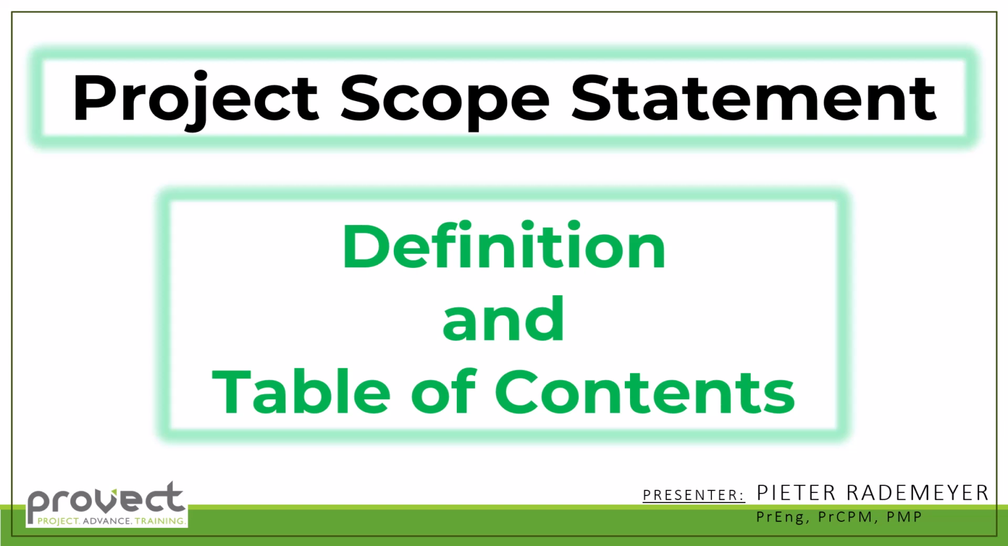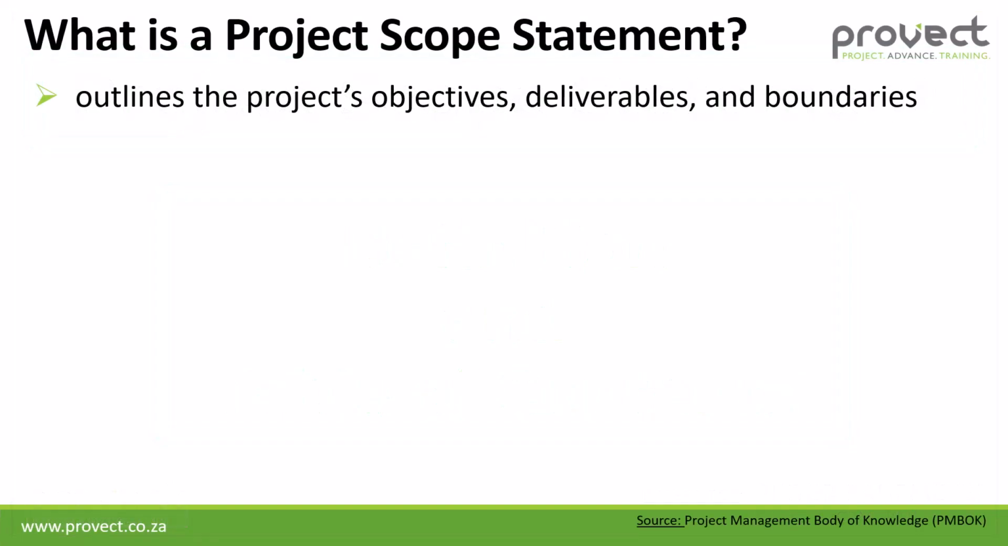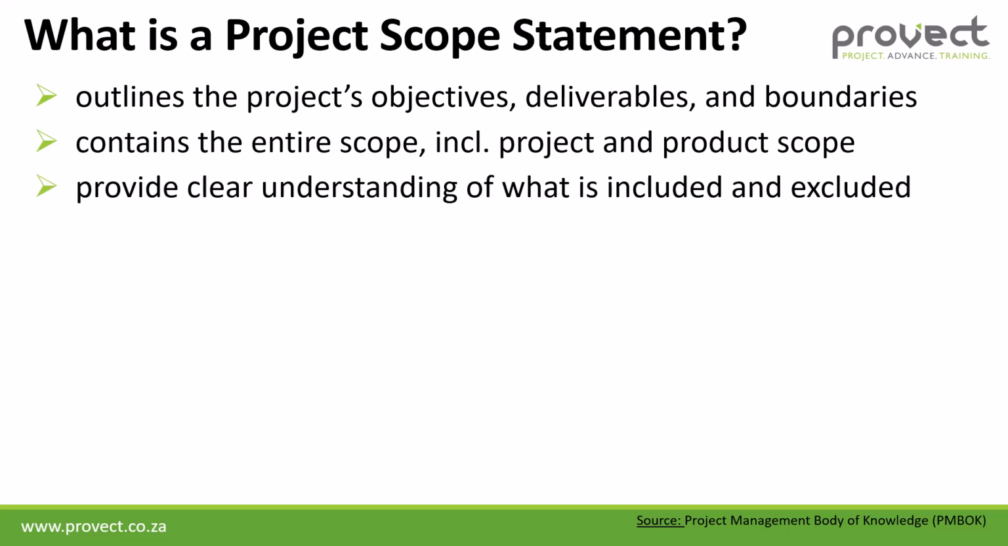In this video, I will be discussing the definition as well as the table of contents of your project scope statement. Now, what is a project scope statement? It's a document that outlines your project's objectives, deliverables, and boundaries. It contains the entire scope, which includes your project scope as well as your product scope. It provides a clear understanding of what is included and excluded in your project.